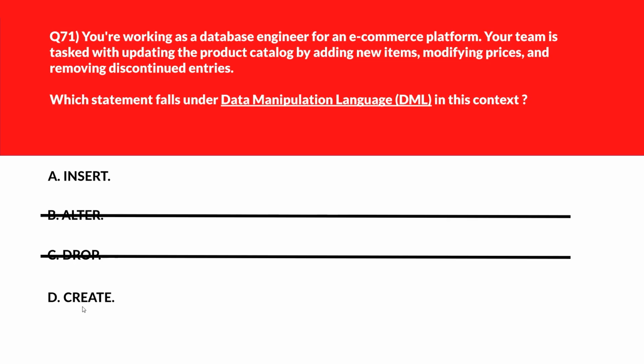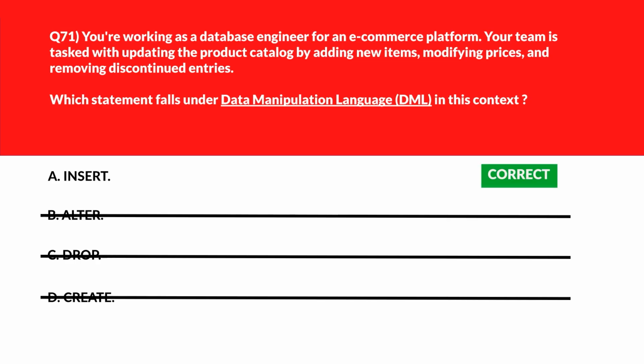D says create. Create is again just like the above 3, B, C and D. All these 3 are basically DDL commands or the DDL statements, which is create is definitely used for creating new objects like create table, then the table name, right? So that's what it goes concept. We'll reject this. We'll lock option A, insert as the right answer.